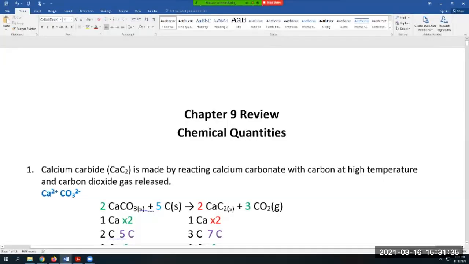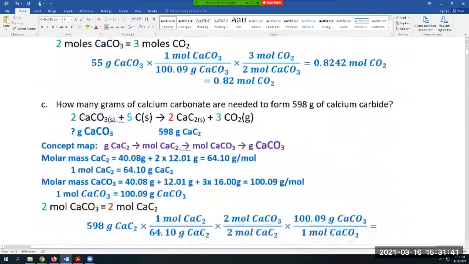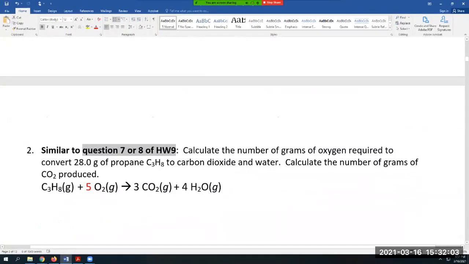So we will continue chapter 9 review, which is on chemical quantities. And we've done question 1 only. There were several sub-questions in question 1. And so we arrived at question 2. And that's similar to question 7 or 8 of your homework on chapter 9. So again, if you struggle with the homework on chapter 9, question 7 or 8, look at this example to help you see how it can be resolved.